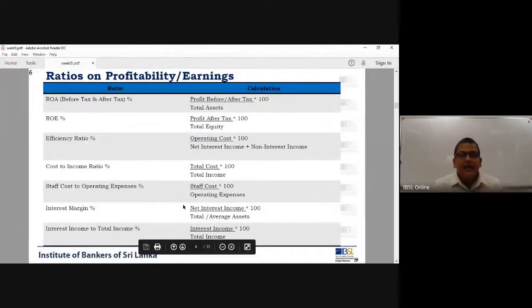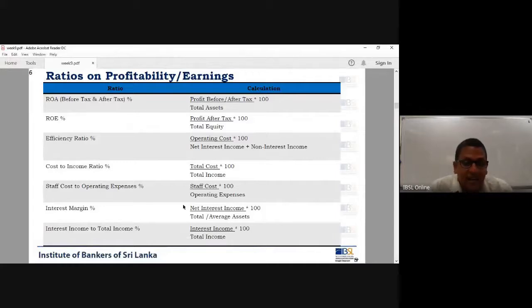I move to the ratios on profitability and earnings. As I explained last class, when we are calculating the ratios, we calculate four main ratios. The first one is asset quality, which in the banking and finance company sectors is normally the asset quality of loans and advances. After asset quality, profitability is one of the most important ratio analyses, because profitability serves two purposes.